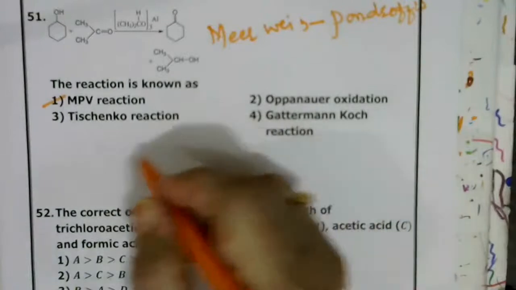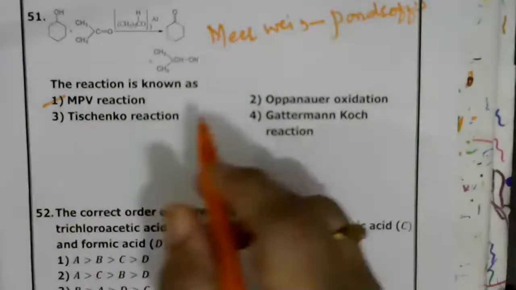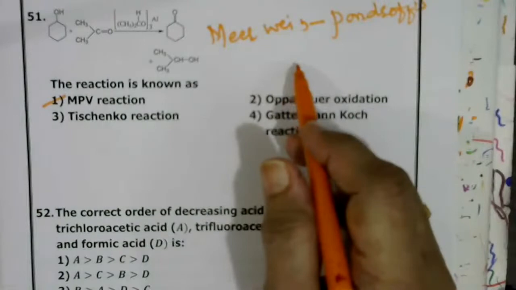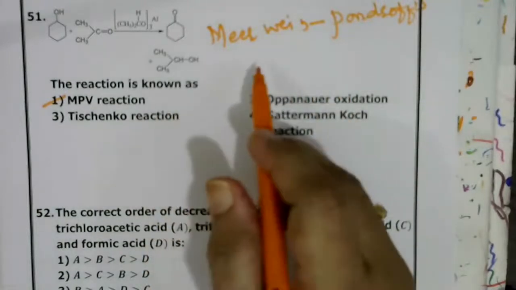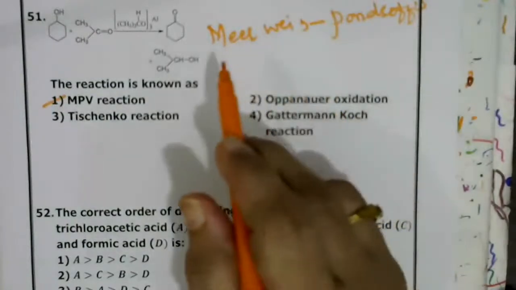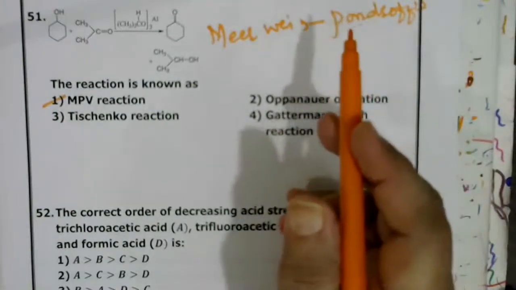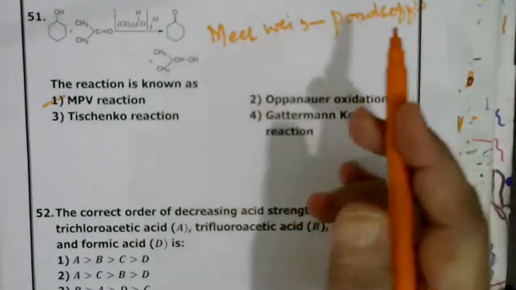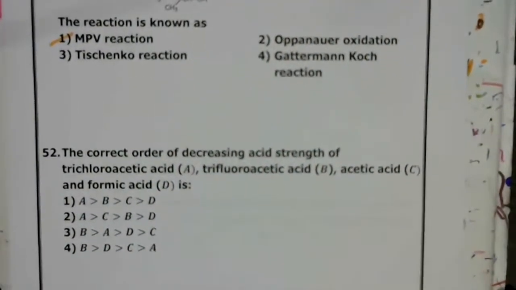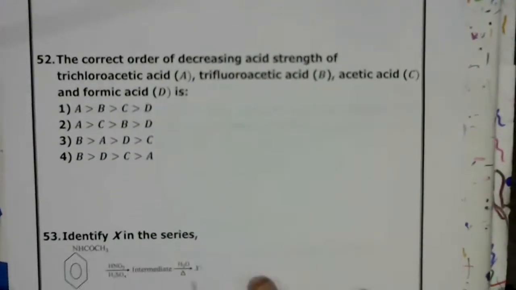Meerwein-Ponndorf's reaction. Therefore, answer is what? First one. Remember one thing, in this reaction, in MPV reaction, the carbonyl compound is heated with aluminium isopropoxide in isopropanol solution to reduce it to alcohol. The isopropoxide is oxidized to acetone, which is removed from the equilibrium process by slow distillation. Okay. Next one. No, what you have written is not the answer. No, answer should be MPV.